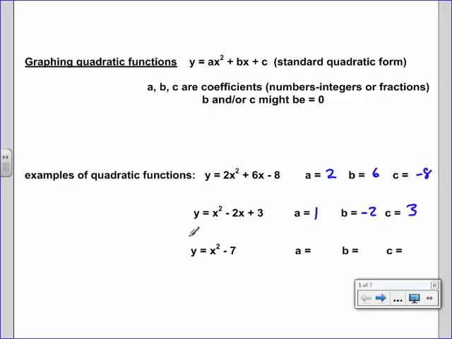Our next quadratic function, which is a little bit different, a is again 1, but b, notice there's no x term, and the only way the x term would not be there is if it was 0x, so b is equal to 0, and our c is equal to -7. Okay, in future sections, you're going to have to be able to learn how to find a, b, and c, so this was a good starting point. Now we'll actually learn how to get into graphing.